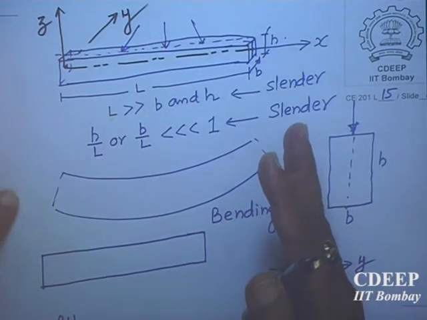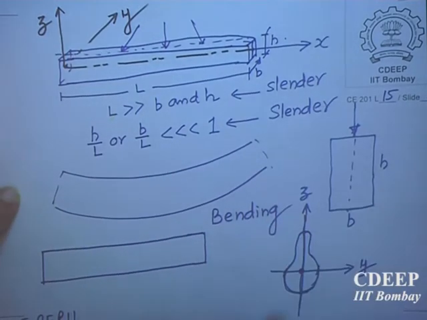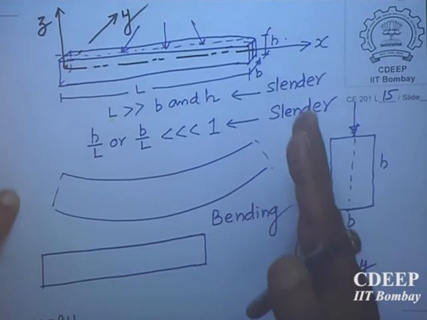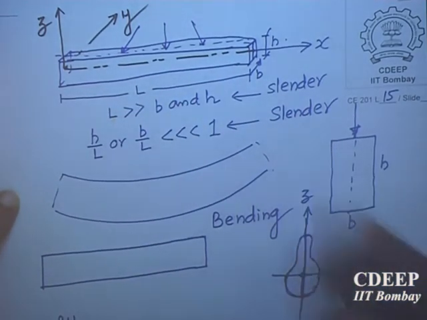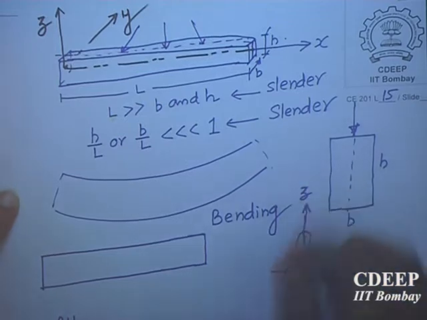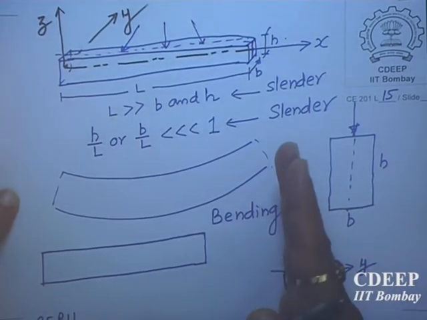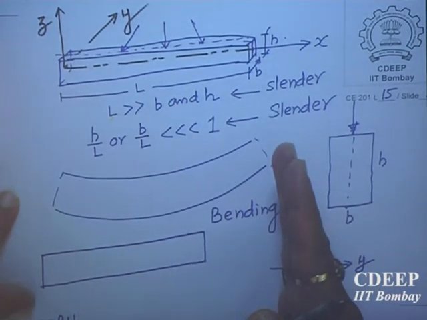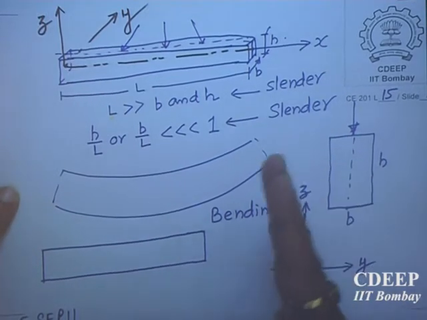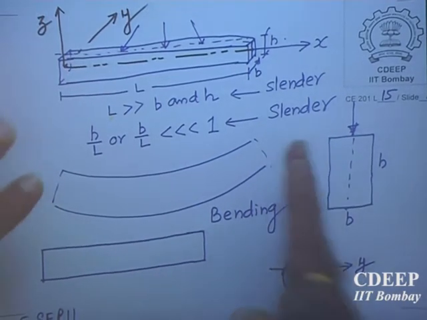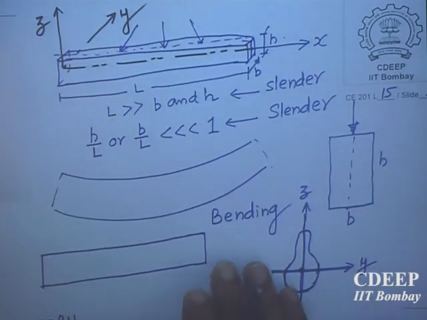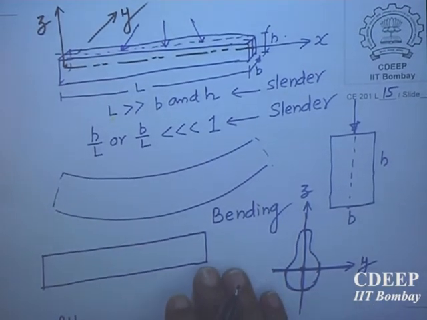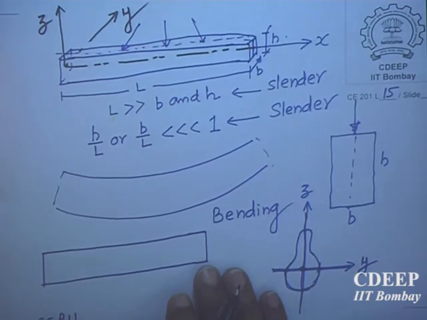Loads are all applied in the plane of symmetry. What is the plane of symmetry for this? XZ plane. Is it not? X and Z is this. So XZ plane divides the cross section into two equal halves, and I am applying the load. Now if you apply the load in that plane, then this horizontal line Y will remain always horizontal.